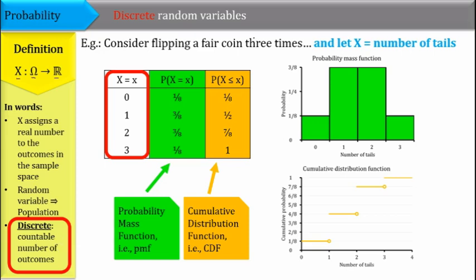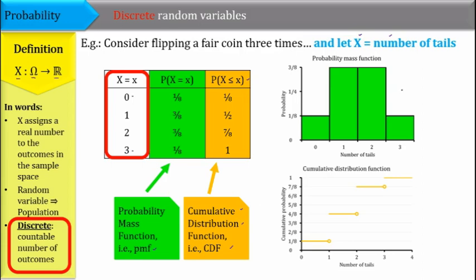In the case of flipping a fair coin 3 times, the sample space will consist of outcomes that have heads and tails. Now it's a non-numerical outcome, so we'll define our random variable x to equal the number of tails. That means x will start at 0 and end at 3, because we're counting the number of tails in the 3 flips of a coin. The probability for each one of those will be given by the probability mass function, or the PMF, and the cumulative probabilities, where we add together, will be given by the CDF, in other words the cumulative distribution function.